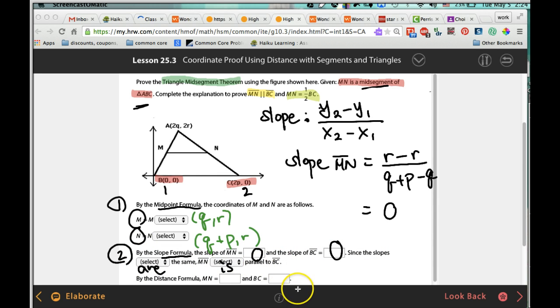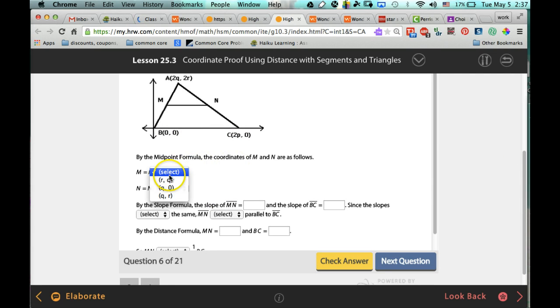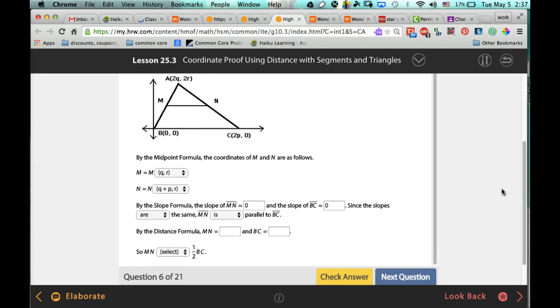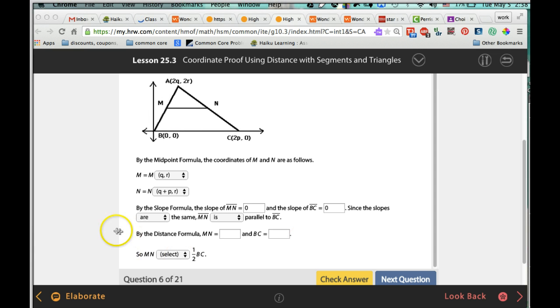Okay? Now we're almost done. We just have one more step, which is going to take really long, right? So now, let's try and put in all the answers that we have so far. M was Q comma R, and N was P plus Q comma R. Okay. And the slope was 0, and the slope here was 0 as well. Since the slopes are the same, that is parallel, right? So that's what we have so far. Now let's go ahead and move on to the third part, okay? All right. So there you go. We have step number 3.